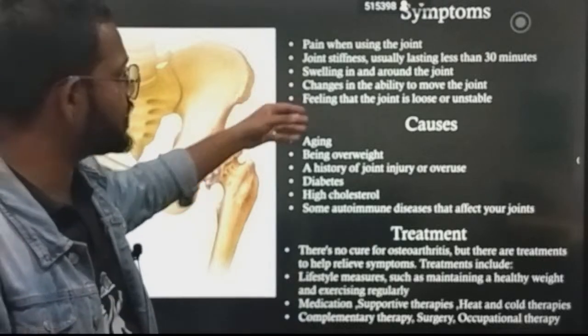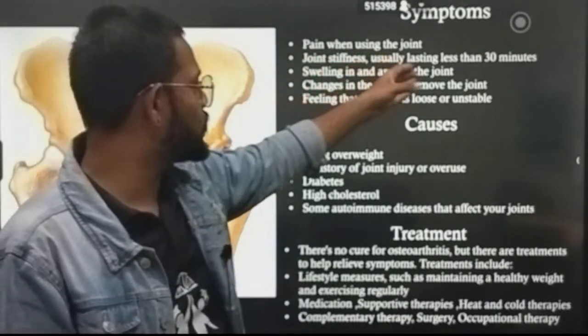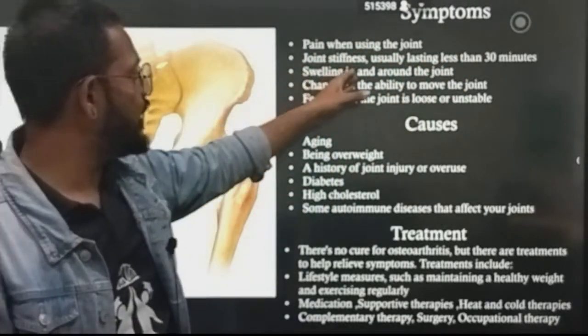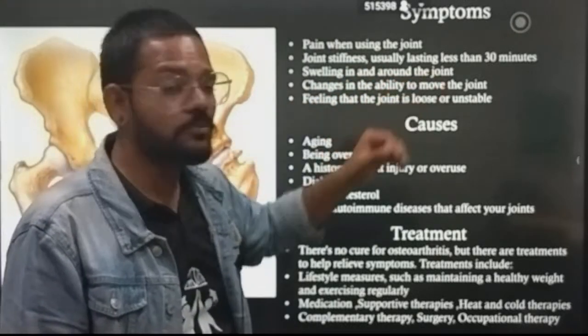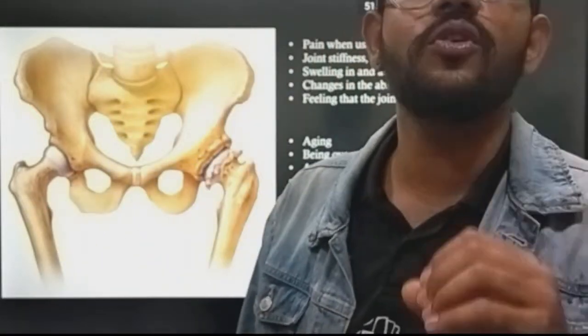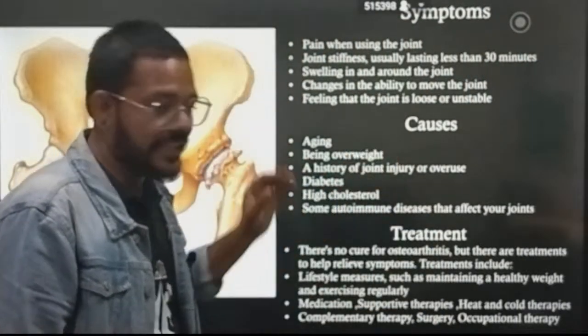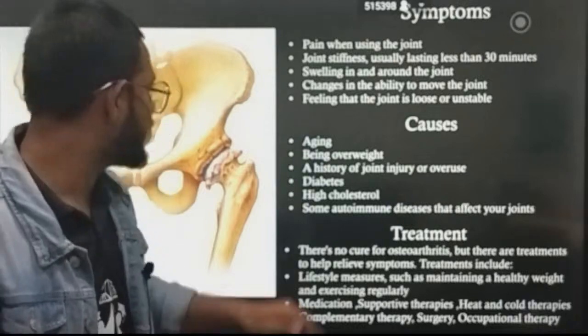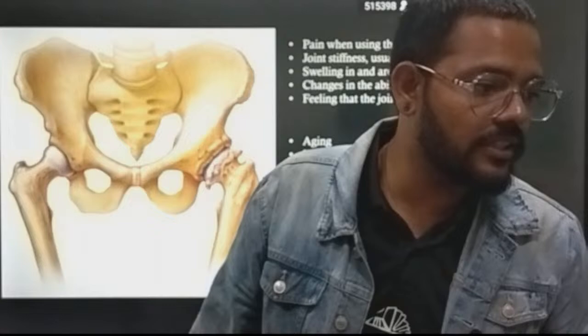Then we have symptoms of this: pain when using the joint, joint stiffness usually lasting less than 30 minutes, swelling in and around the joint, change in the ability to move the joint, feeling that the joint is loose or unstable. These all are the symptoms related to osteoarthritis, okay. Causes: aging, old age people are prone to osteoarthritis. Being overweight, okay. In overweight, your body becomes overweighted, the flesh inside your body weighs more, so your skeleton has to bear that weight, okay, due to which more friction occurs in the joints, okay, that causes osteoarthritis.